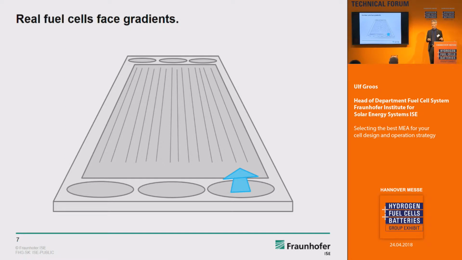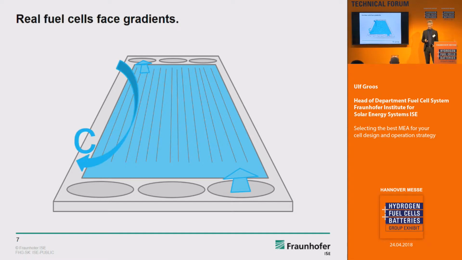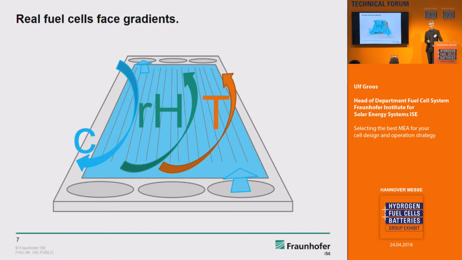The main reason is that in real cells you have gradients. You introduce your gases at the inlet, the gases flow over the active area, there the reaction takes place, and so you have gradients regarding concentration, you have gradients regarding humidity, and of course you have gradients regarding the temperature profile over the active area.